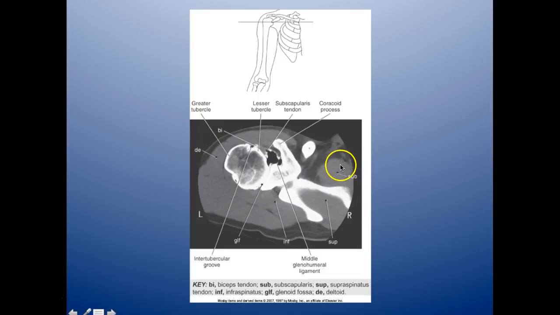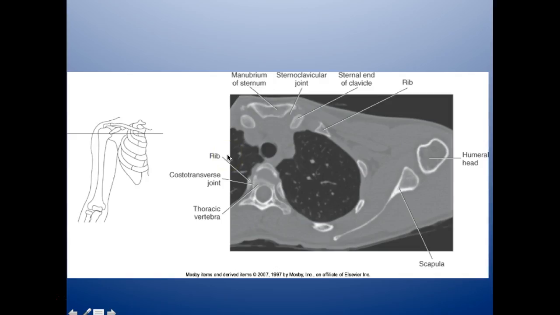We have your subscapularis, your supraspinatus muscle. So this is subscapularis muscle, supraspinatus muscle. And we have your infraspinatus muscle. This is your glenoid fossa right there, which is completely degenerated. And you have your bicipital groove here, and your deltoid muscle comes around the most lateral. And your greater tubercle is there.